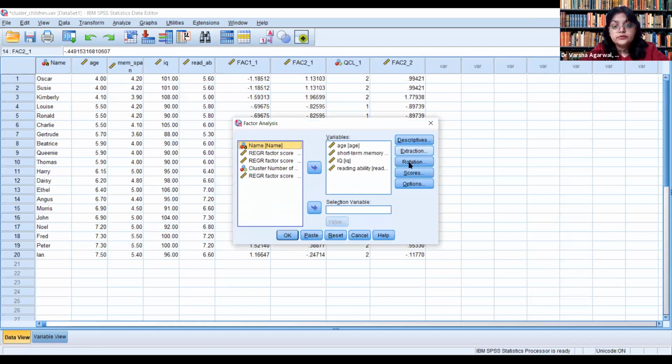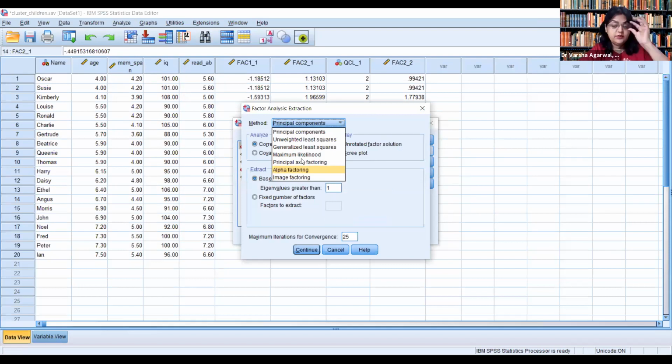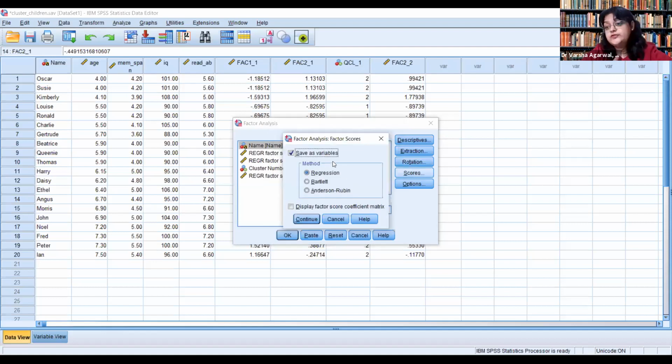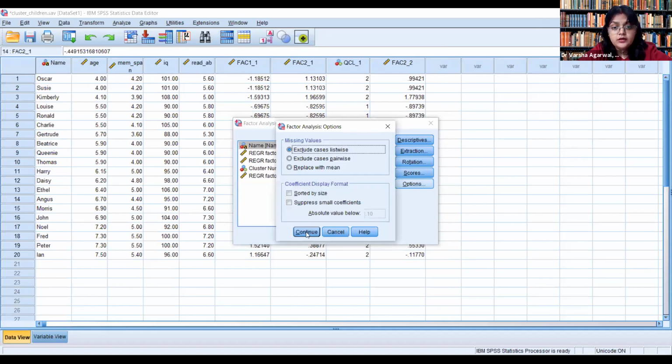And then rotation, as I've already told, it's always Varimax because it will give you the most accurate results. And then scores. Here this will be unticked, but we need to do this: save as variables. This is one step which we do not do in factor analysis, which we need to do in cluster analysis. Save as variables. Continue. Options, nothing I need to do here. I'm not interested in factor analysis. I'm just interested in how many components it has.